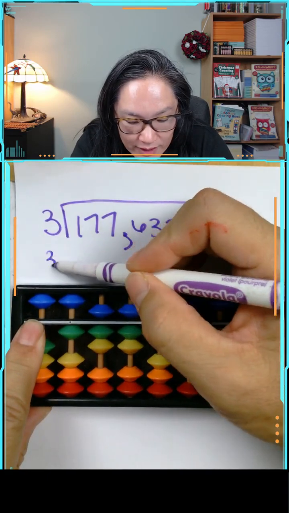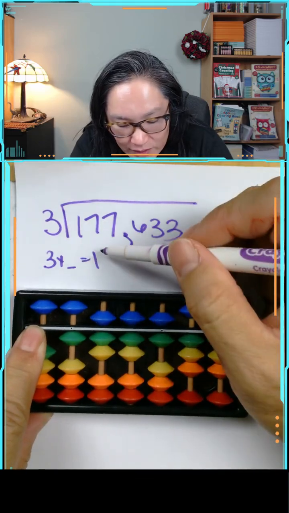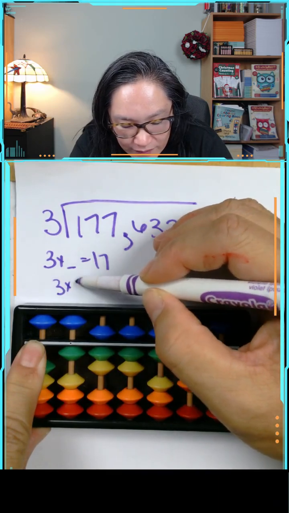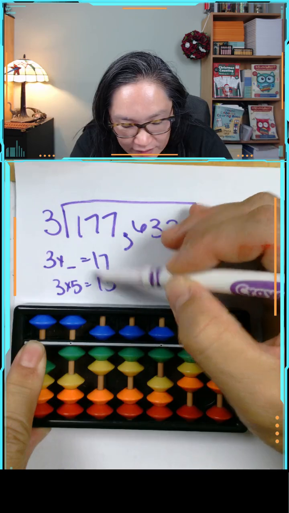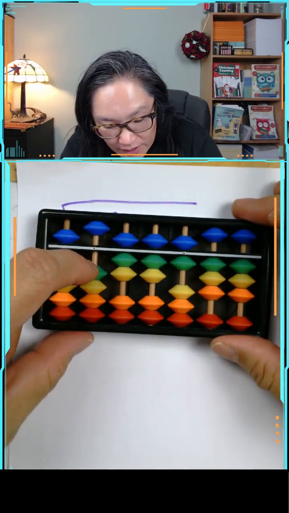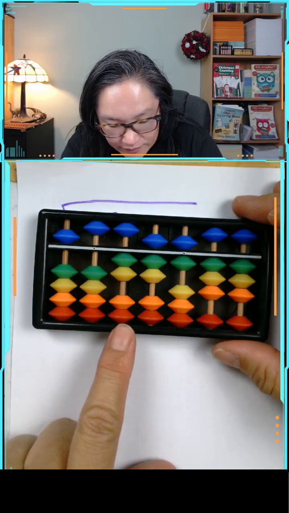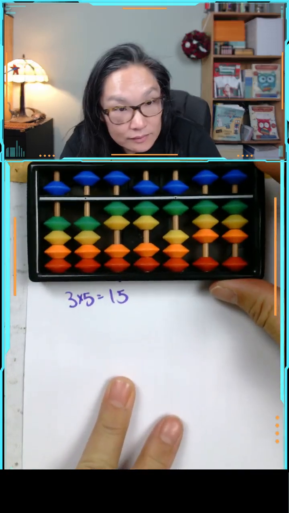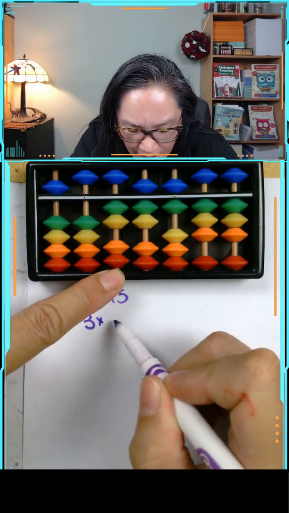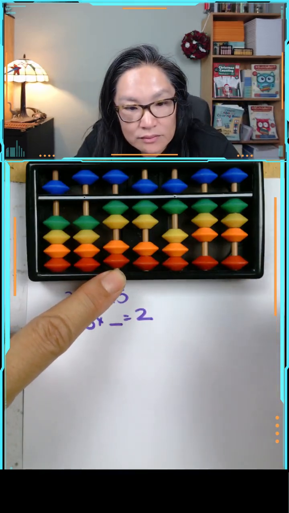So we do 3 times what is equal to 1. Can't do it, because remember we talked about 7, right? So you said that was 3 times 5 is equal to 15. All right, so add the 5 here. Take away 1. Take away 5. Right? Now we're here. 3 times what is equal to 2? Can't do it.